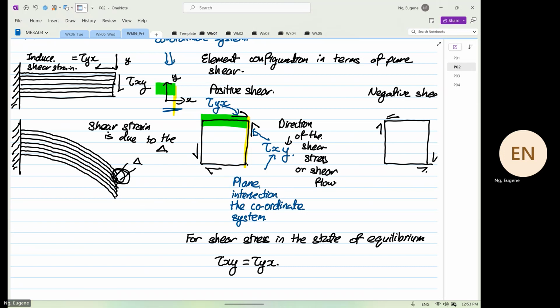Now, this is what shear stress is all about. As I said, it's one of the most what? Complex what?